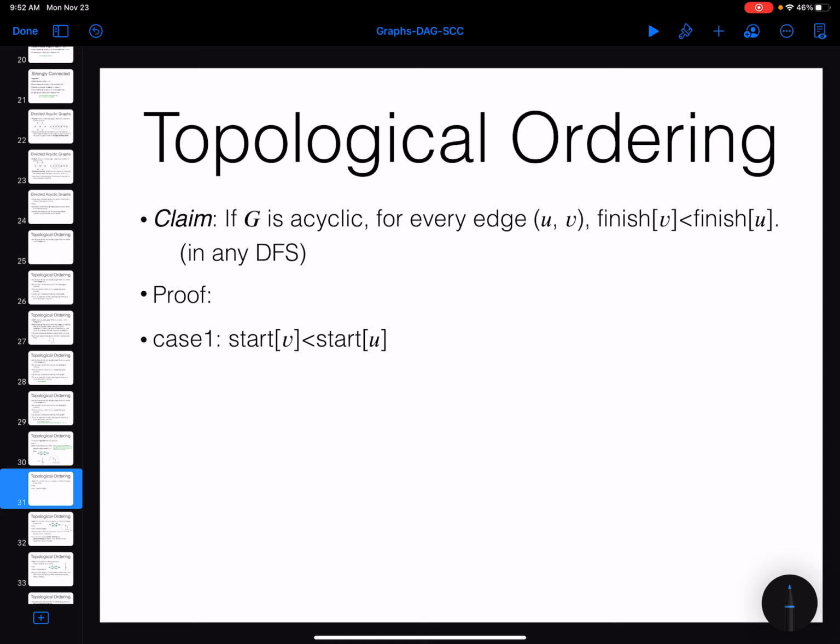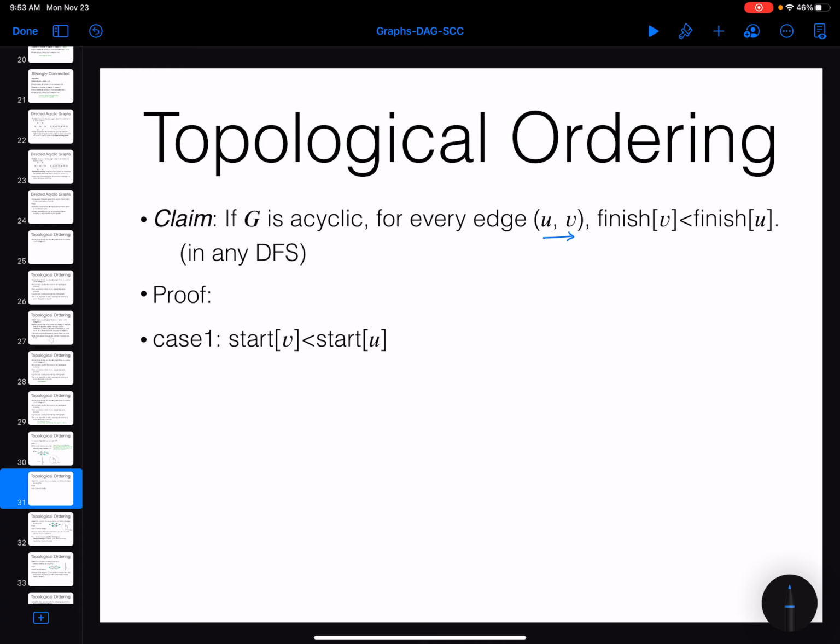So this is that claim, that observation that I was going to discuss. The simpler form of that observation: we would say that if the graph is acyclic, for every edge uv, it means that there is an edge from u to v. If there is an edge from u to v, definitely the finish time of v will be smaller than the finish time of u.